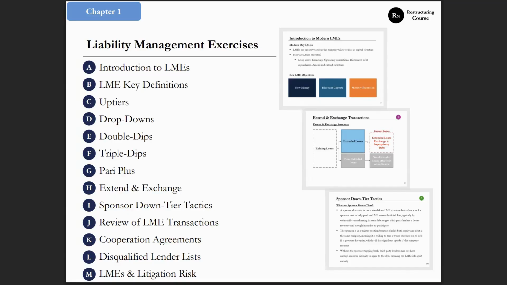and go over effectively the entire universe of what liability management looks like in the modern day, from up tiers all the way to newer transactions like Pari Plus, Extend and Exchange, sponsor down tiers. We'll end off the chapter by going over some other mechanics like cooperation agreements, disqualified lender lists, and their role in the liability management process.